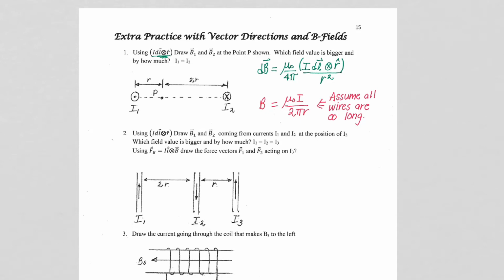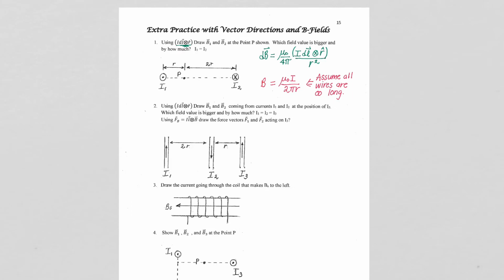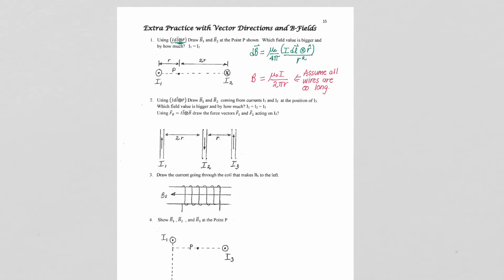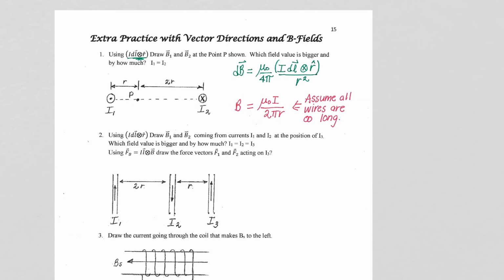In this lesson, we're going to look at getting extra practice just setting the problems up in terms of B field directions and the forces acting on wires in typical test scenario type situations. So what I have here for you is these first four problems. You're going to be utilizing the IDL cross R hat in the Biot-Savart law to get the B field directions. And for the long straight wires, you're just going to be using the fact that the magnetic field strength is given by mu naught I on 2 pi r.